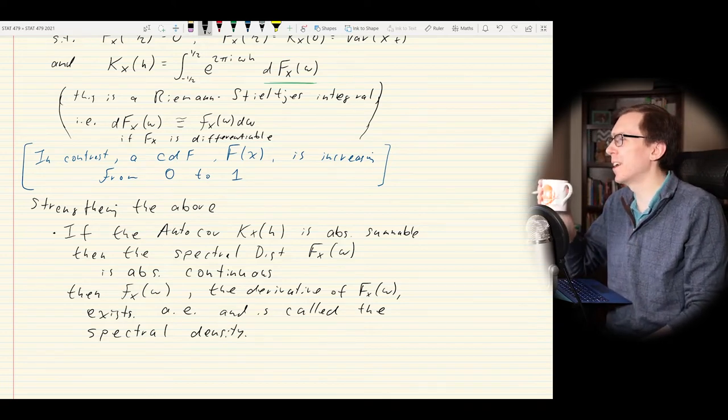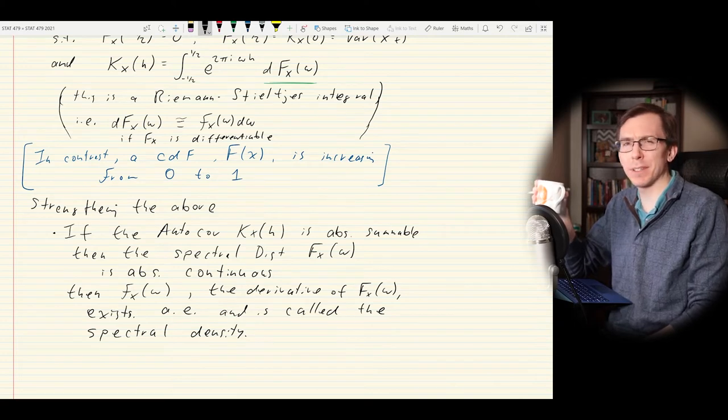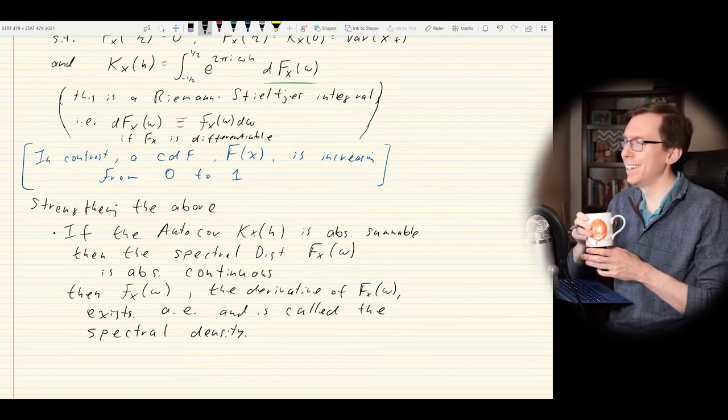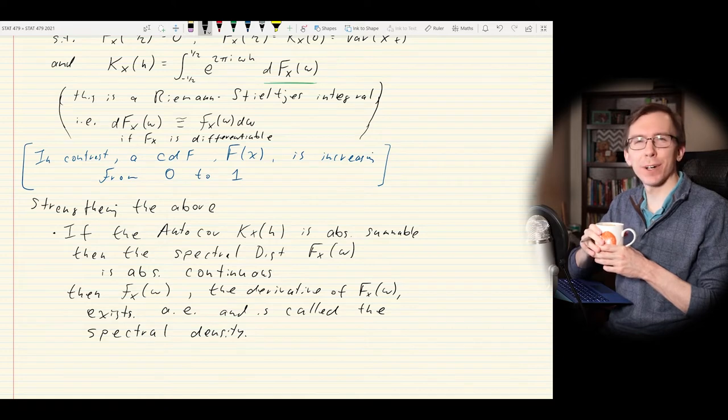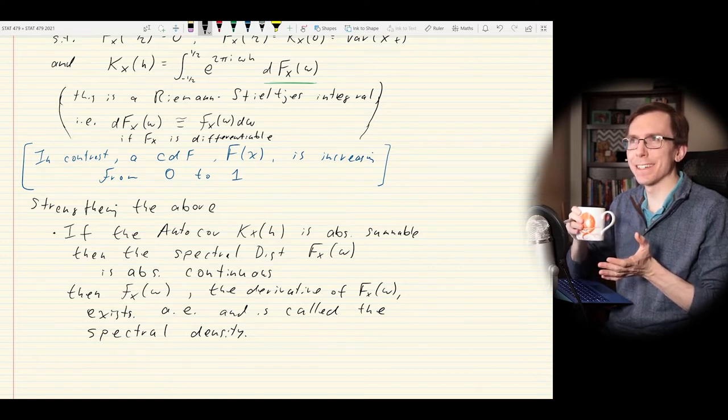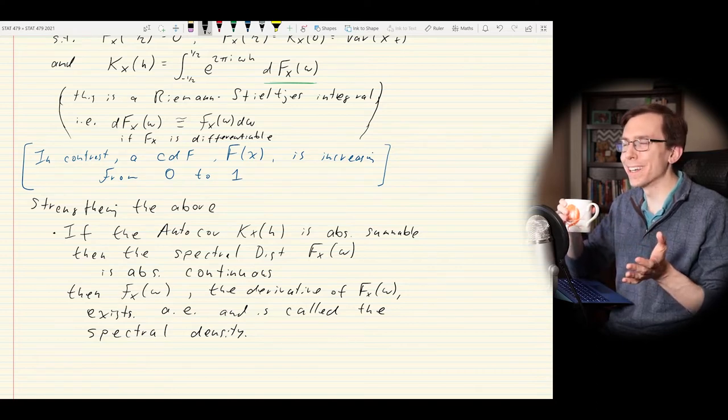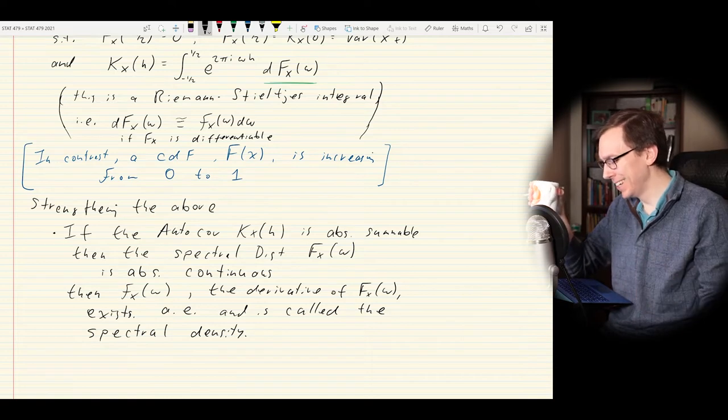So yeah, basically our autocovariance is going to be absolutely summable. I'm pretty sure we did that in an assignment question, if I recall. I'd have to double check that. I mean, if you had a really dumb autocovariance, like it's all one all the time, well, that's no good.